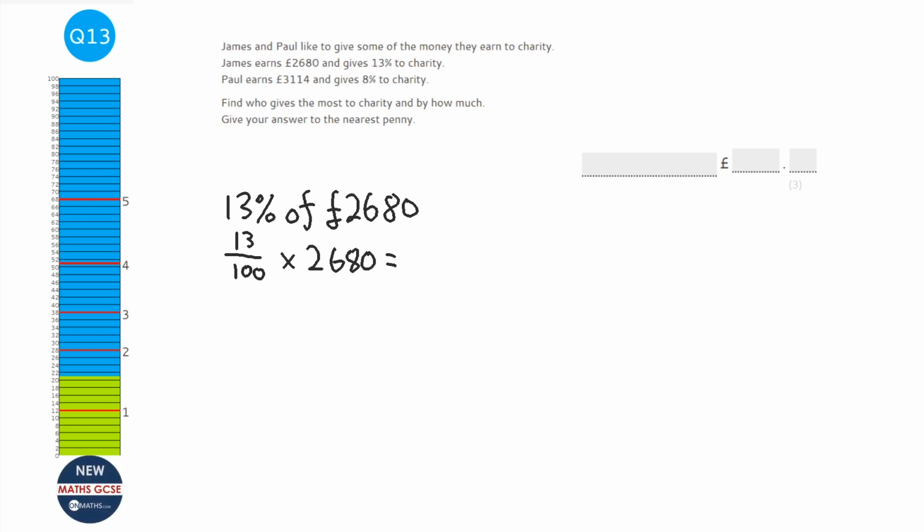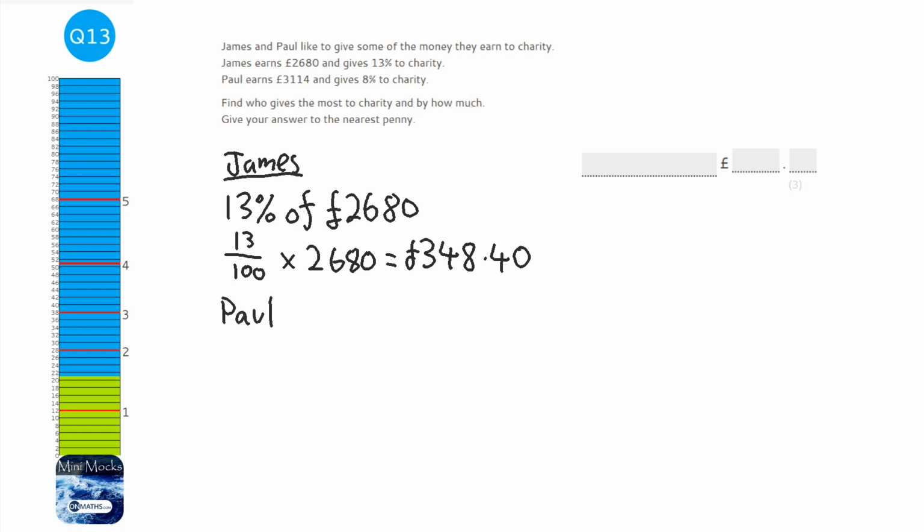It might give you a fraction, so just press the S to D button, and that gives me 348.4, and in money that's £348.40, because obviously we do 2 decimal places for money. And I haven't shown the examiner who that is, so I'm just going to show the examiner that that's James we're working out. So on to Paul next.